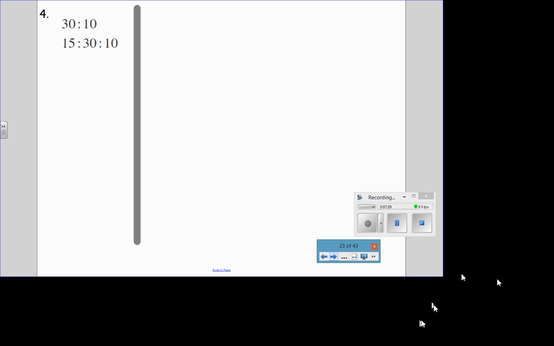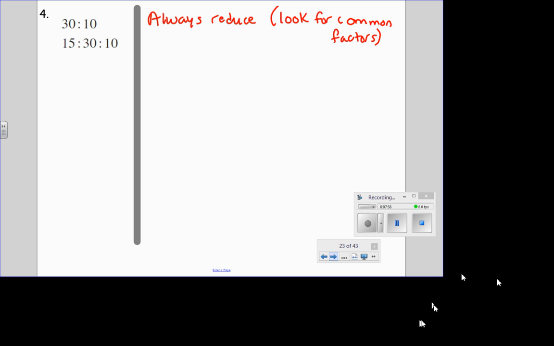We're just going to look through 2 more examples here. One, for this number 4, we just want to make sure we always reduce. So if I always reduce, I will always have a simplified ratio. So always try to reduce as much as possible. And what that really means is look for your common factors. So if I look for my common factors, are there any common factors that are in 30 and 10? So I know that I can divide 30 and 10 by 10. And if I do that, I wind up with 3 to 1. So 30 to 10 simplifies to 3 to 1.